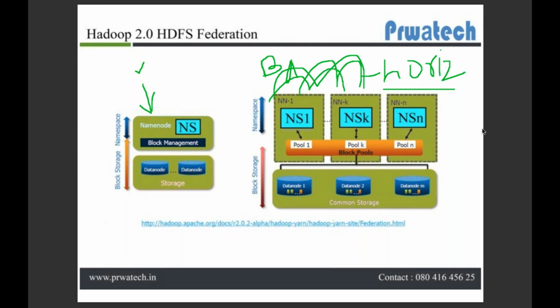How the name node maintains the metadata, and how both name nodes maintain the metadata, we will discuss. Just understand that if there are two name nodes, we have two advantages: one is a backup, and the other is maintaining the metadata.